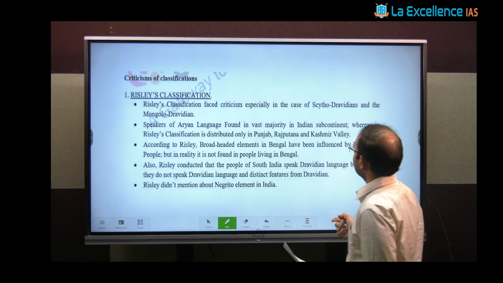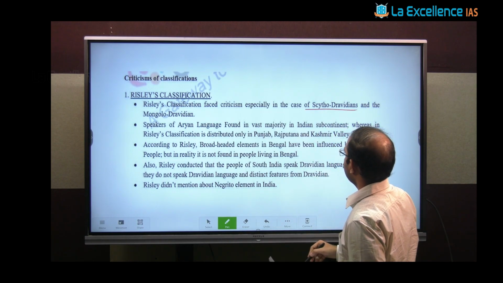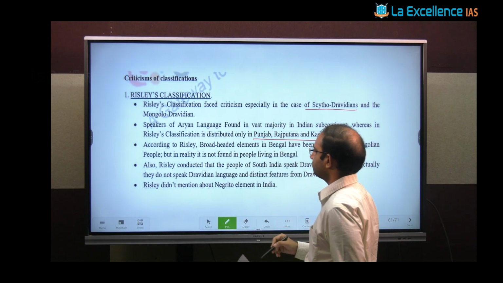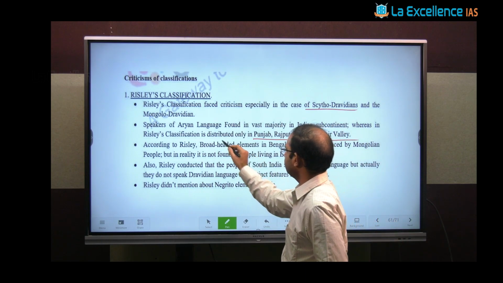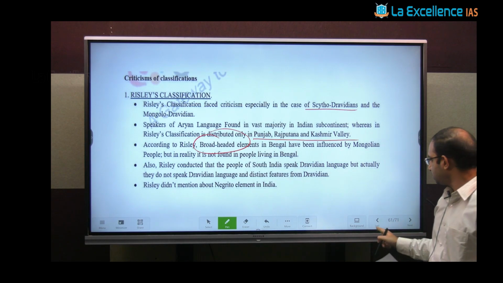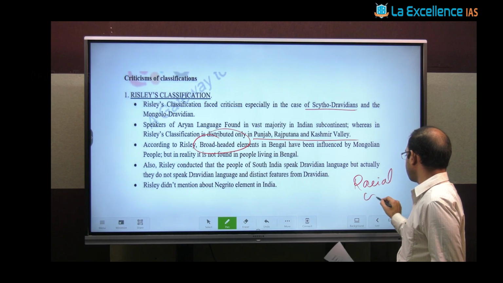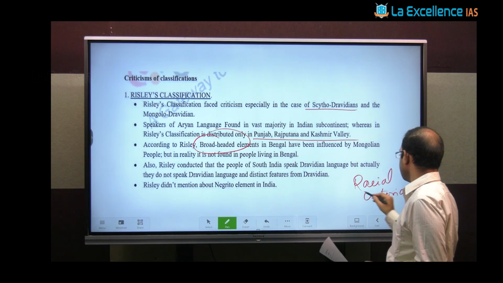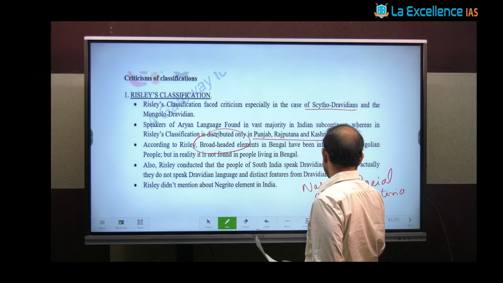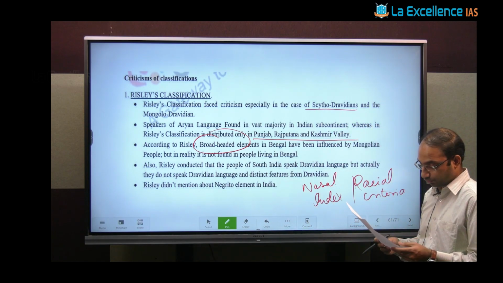And here we have criticism. They are saying that he gives a lot of importance to Dravidians, but in his classification he underemphasizes the presence of Aryan language, and there is an issue about broad-headedness which is also not adequately dealt with. So this is how you can address his study, and he also focused on racial criteria. He took up some racial studies, and he particularly took up nasal index as the criterion to group people into different sections. So this is another point which you might not find elsewhere.